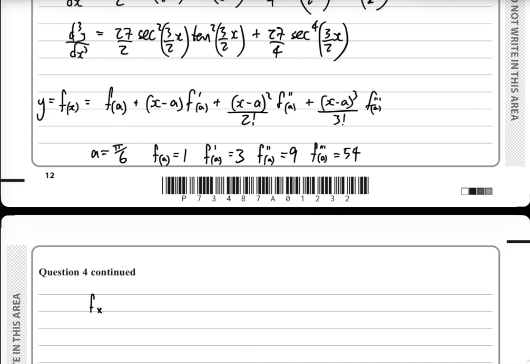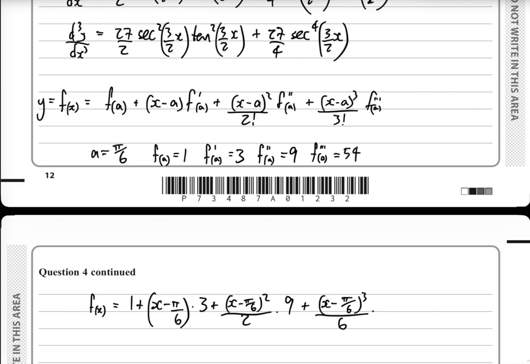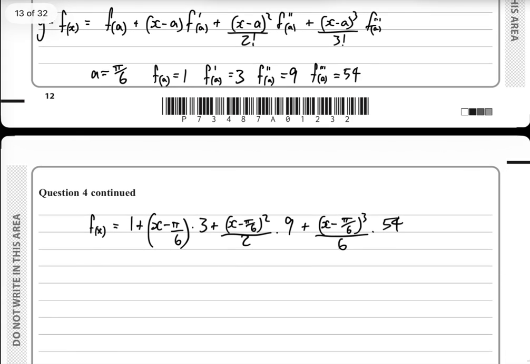So we've got f of x is equal to 1 plus x minus pi by 6 times 3 plus x minus pi by 6 squared over 2 factorial times 9 plus x minus pi by 6 cubed over 3 factorial, which is 6, times 54. Simplifying all of that.